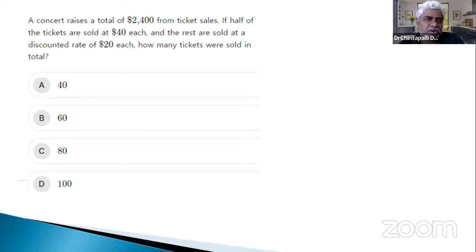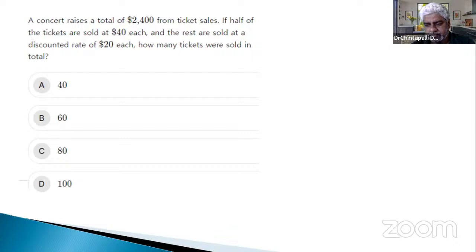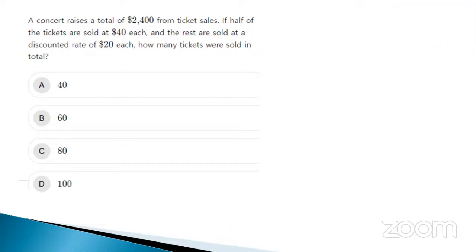A concert raises a total of $2,400 from ticket sales. Half of the tickets are sold at $40 each, and the rest are sold at a discounted rate of $20. How many tickets are sold? Rani, can you answer this question? Okay. Simple.